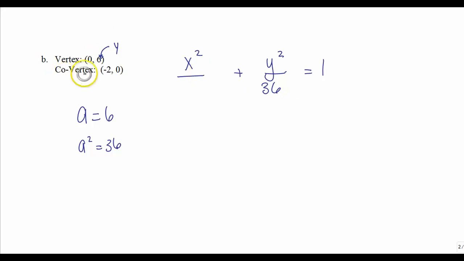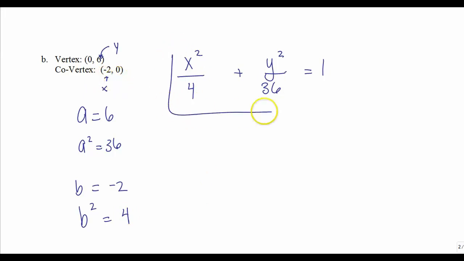And the cool thing about when they give you your co-vertex is that that's giving you b already. b equals negative 2. So b squared equals positive 4. Remember, negative 2 squared, and a negative times a negative is a positive. So that's cool. It goes under the x because it's in the x direction. And we are done. So not too bad.